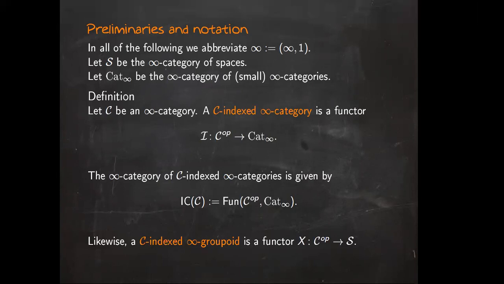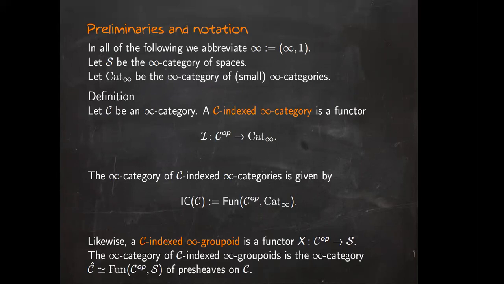Similarly, we can look at the groupoid versions of this. A C-indexed infinity groupoid is a contravariant functor into infinity groupoids, that is, spaces. So in other words, these are presheaves over C, which we denote by C hat.